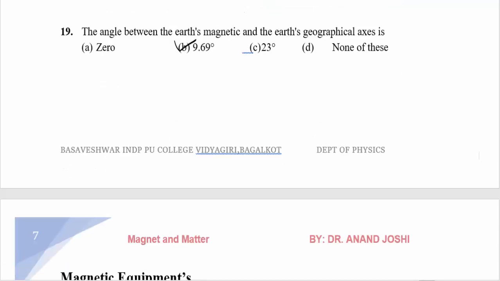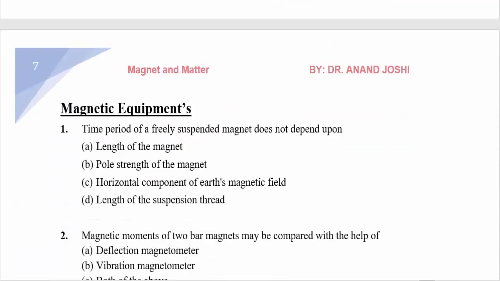Next we go for the next part of the questions, which is magnetic equipments. The time period of a freely suspended magnet doesn't depend on which quantity? We know that the time period of a freely suspended magnet is written as T equals 2 pi root of I divided by m into BH.